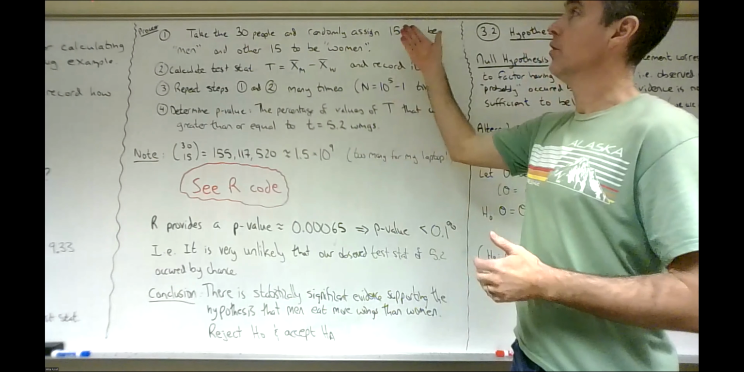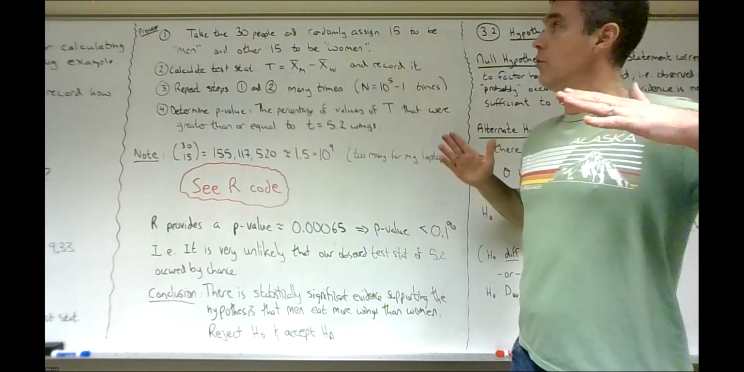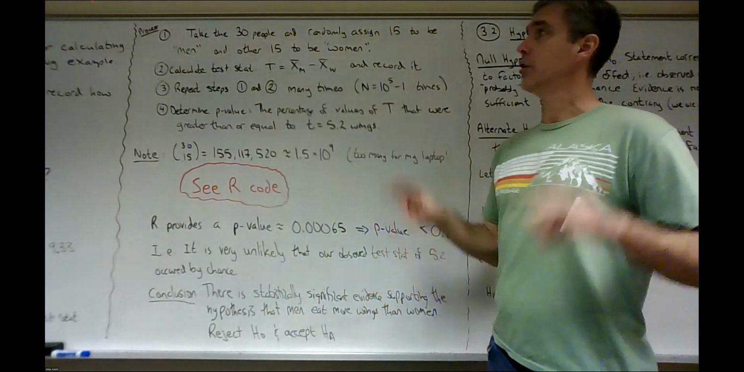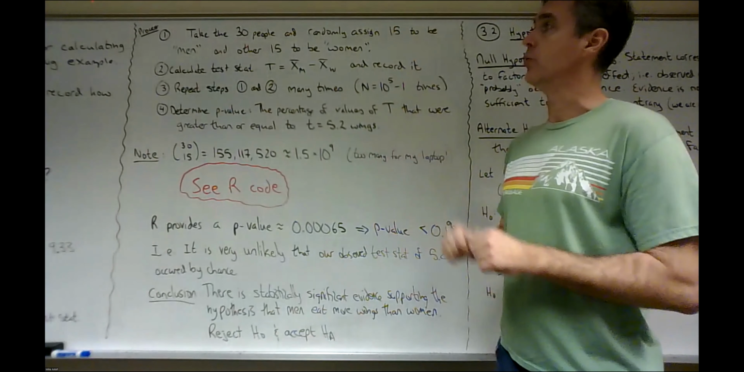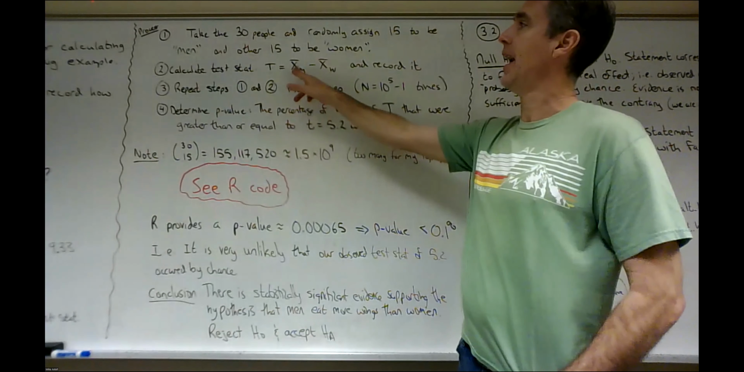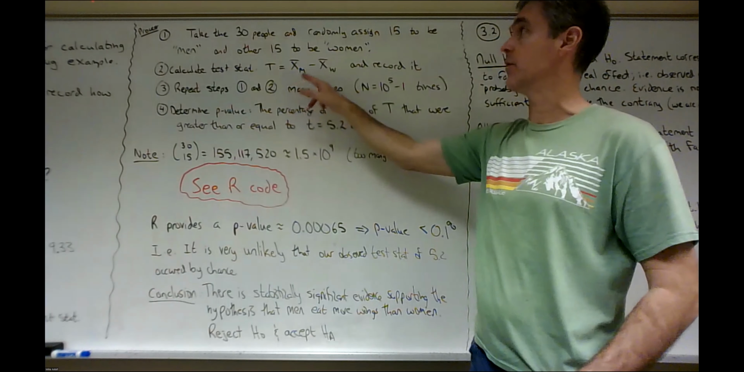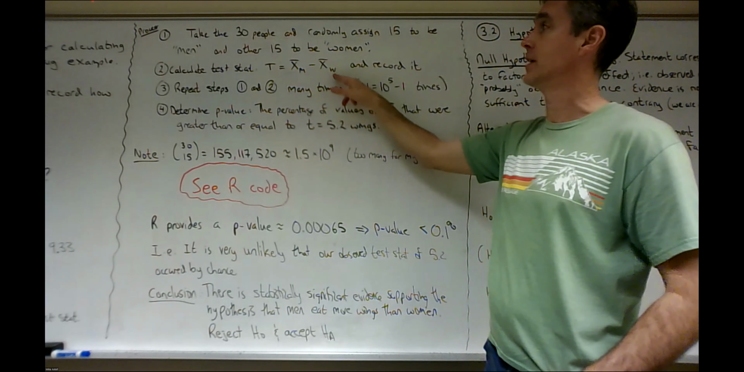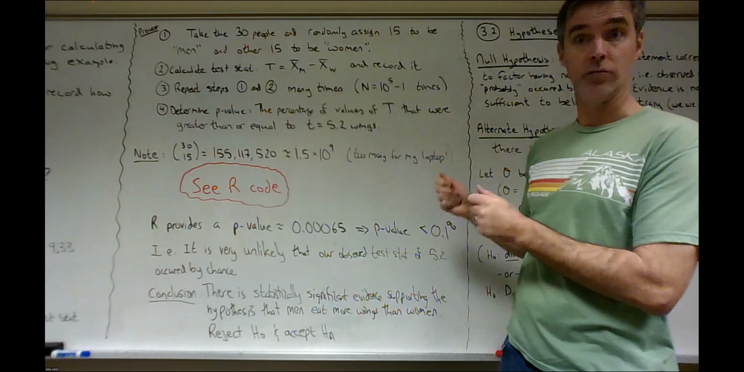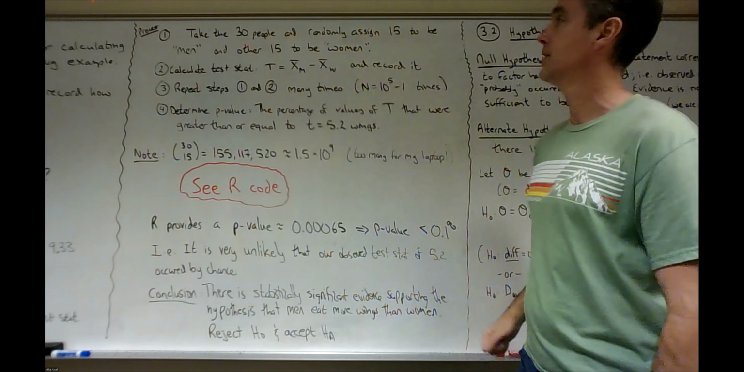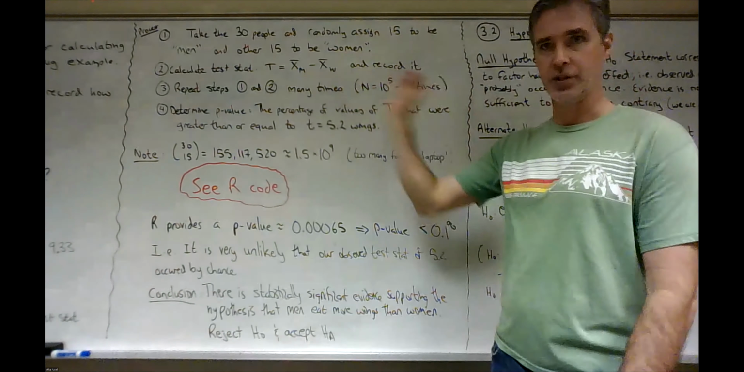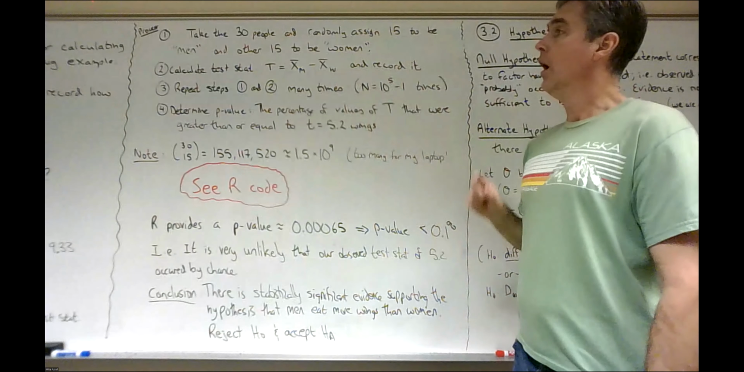All right, so take 30 people, randomly assign 15 of them to be our new men, the other 15 to be our new women, and then calculate the average number of hot wings eaten by our men in this permutation minus the average number of hot wings eaten by the women in this new permutation, okay? So calculate that test statistic and record it somewhere, so store it in memory, okay?